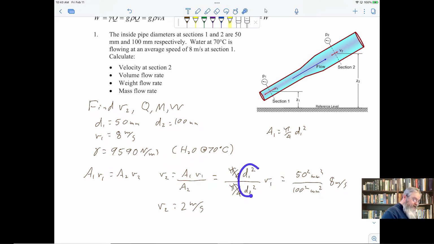It's the diameter relationship squared. It's not 50 over 100, it's not a half. It's 50 squared over 100 squared, which simplifies to 1 over 4. So as the area gets big, the speed goes down, and it does that in a squared relationship. So 2 meters per second is our velocity at point 2.